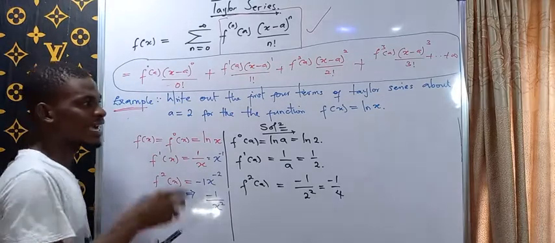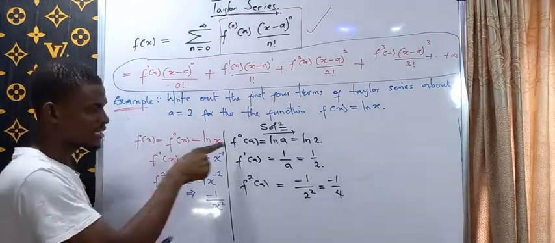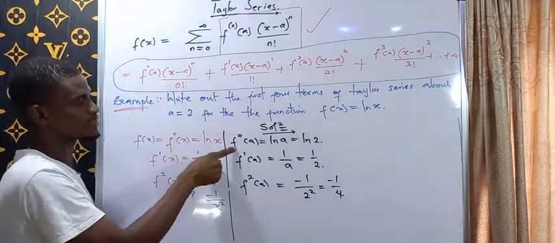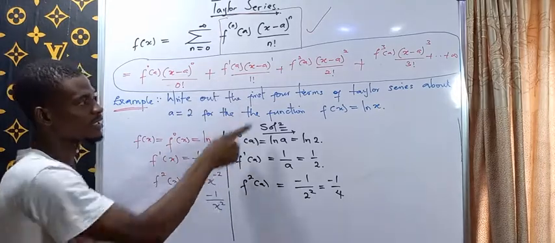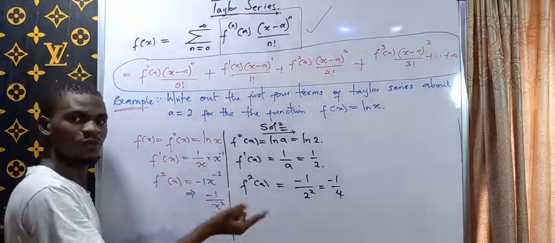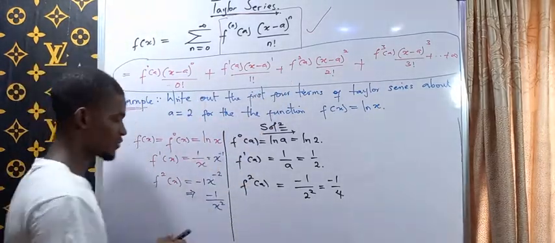The question says, write out the first 4 terms. This will be the first term, f of 0. This will be the second term. This will be the third term. Then I'll have to differentiate again to have the fourth term. Then I'll stop there.